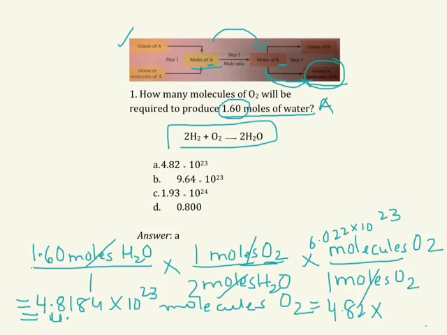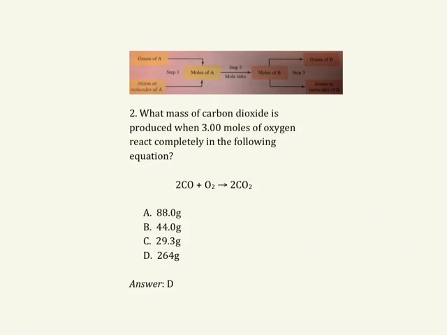4.82 times 10 to the 23rd molecules of oxygen, which is answer A. Let's do another problem. Here the question is, what mass of carbon dioxide is produced when 3 moles of oxygen reacts completely in the following reaction?